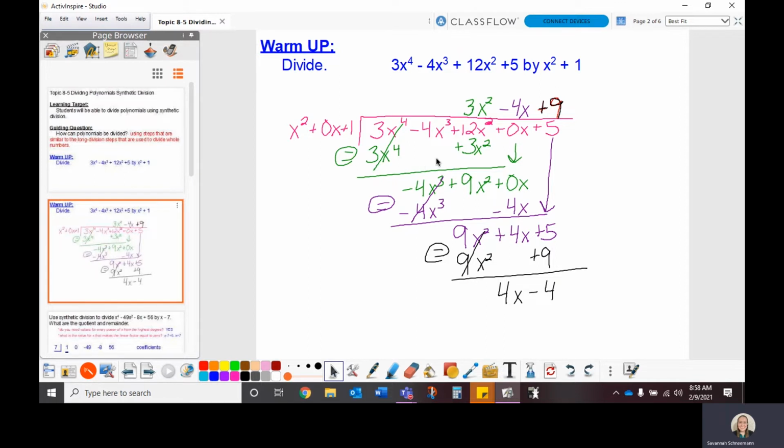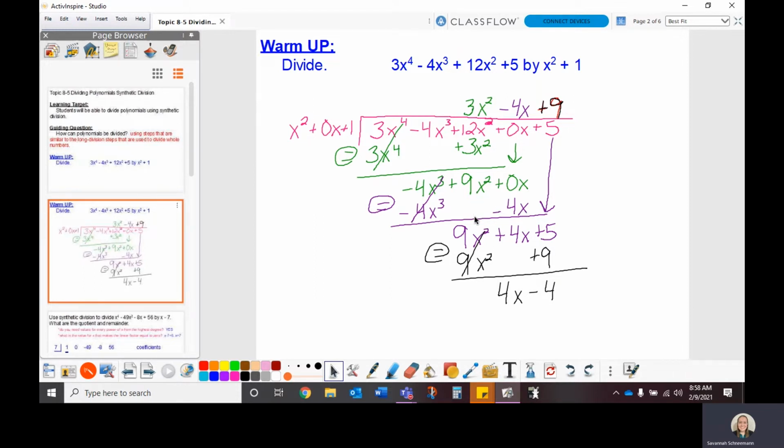So you cancel out the 3x to the fourth. Those two combine, or you subtract those to get 9x squared. Bring down that negative 4x cubed. X squared goes into negative 4x cubed, negative 4x times. Negative 4x times 1 is negative 4x.